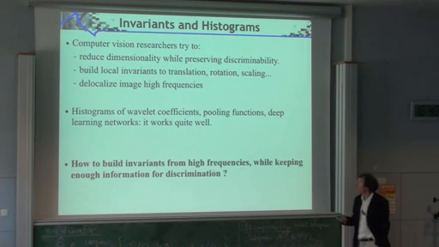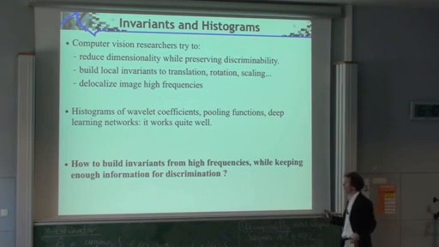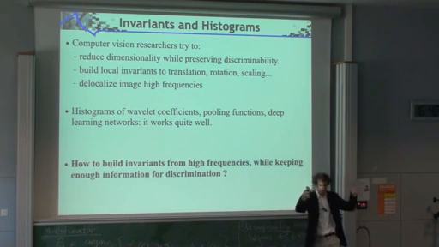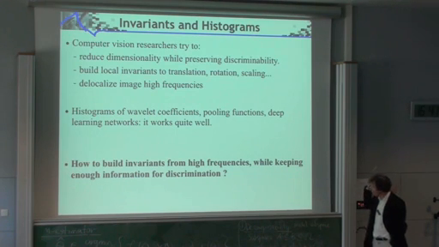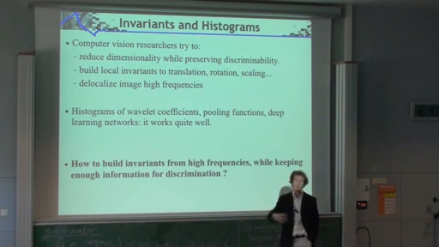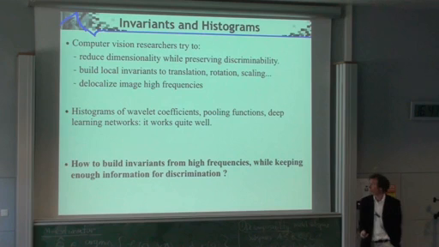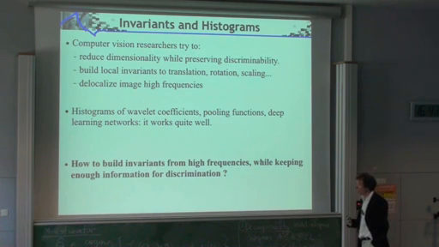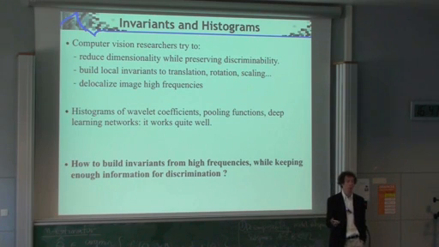And there are all kinds of ideas that have been explored, like building histograms of wavelet coefficients, so you delocalize the information with the histograms, or neural networks with pooling functions with many layers where you have many parameters which are being learned, and hopefully which learn the invariants that you need in the process, and so on. All kinds of techniques that may look very ad hoc, but which in fact work quite well.